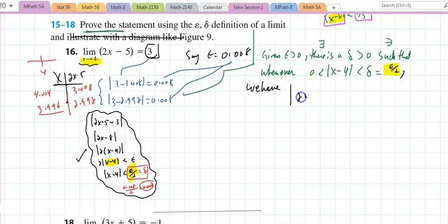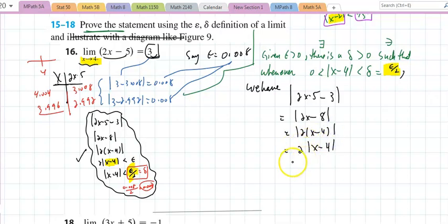Absolute value of f of x, whatever this is, minus this. Your goal is to do the work and get an epsilon out of this, which is what the definition says.